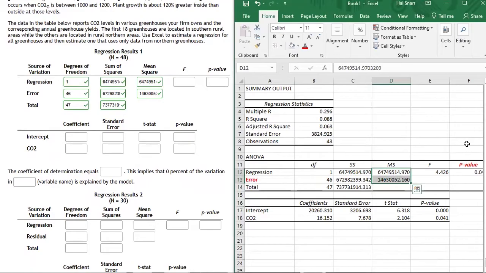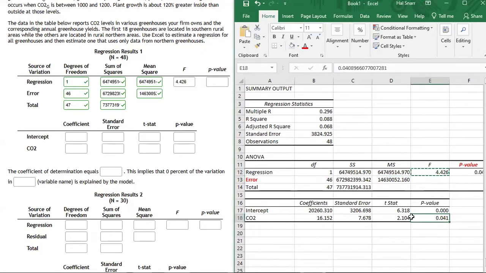We'd expect both of these values to be equal if CO2 was not a predictor of crop yield. If CO2 is highly insignificant, we expect these two values to be equal. But that's not the case here. Now, the F statistic is the ratio of these two. If I divide that by that, I get the F statistic.